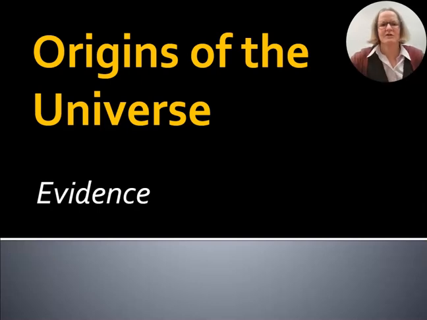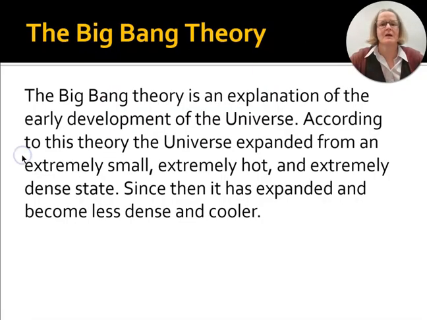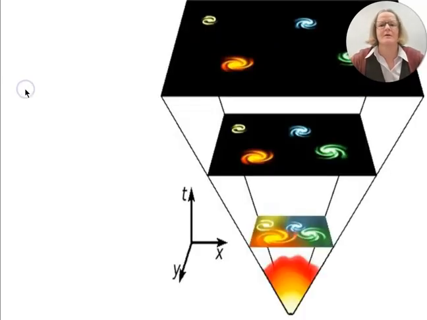This video is going to look at the origins of the universe and consider a couple of key pieces of evidence that allow us to think about the Big Bang Theory. So the Big Bang Theory is an explanation of the early development of the universe. And according to this theory, the universe expanded from an extremely small, extremely hot, extremely dense state. And since then, it has expanded and become less dense and cooler.